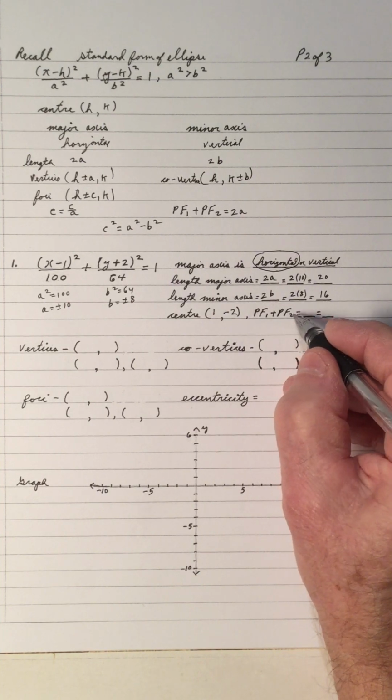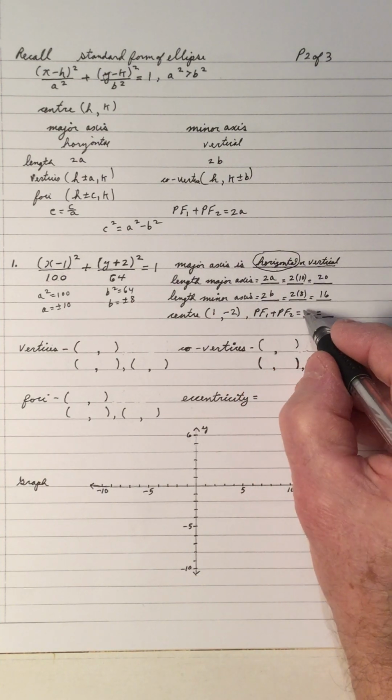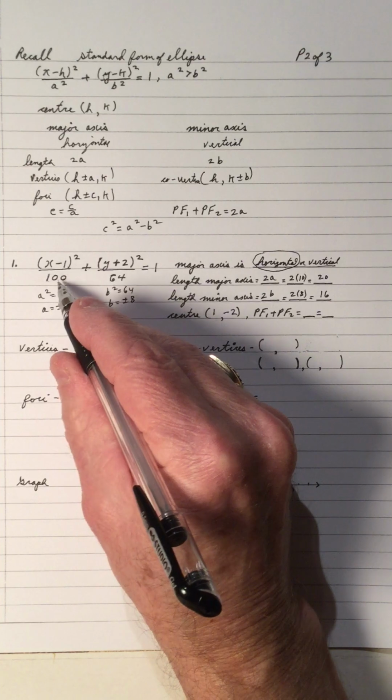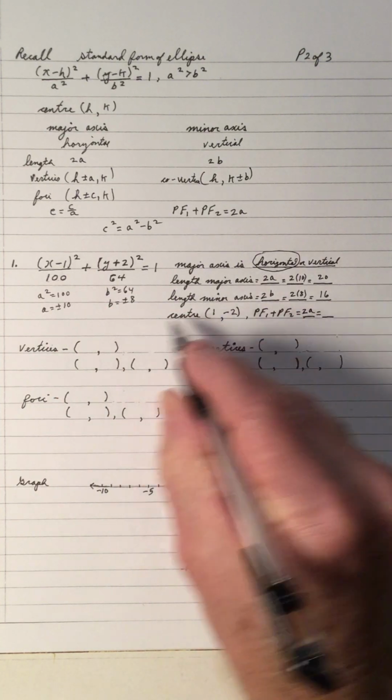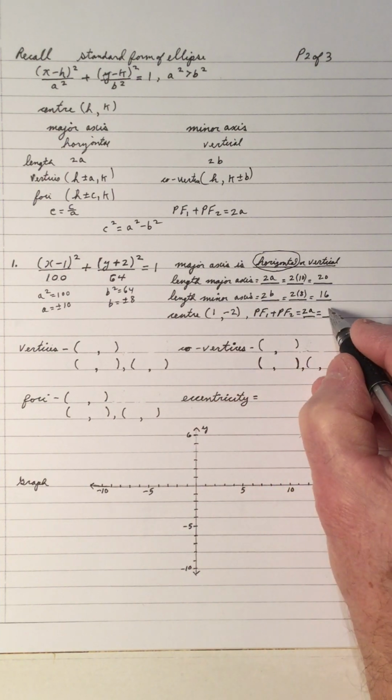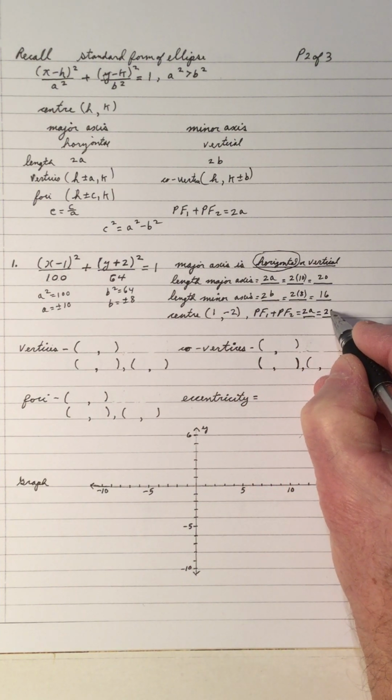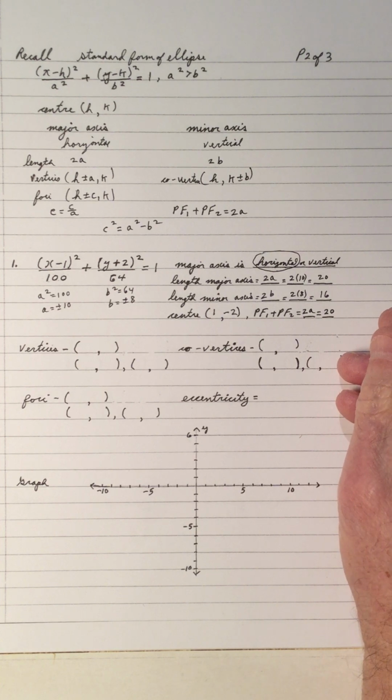And the PF1 plus the PF2 is the length of the major. The major axis is the A, horizontal, so it's 2 times A. And 2 times A is 2 times 10, so the PF1 plus PF2 is 20.